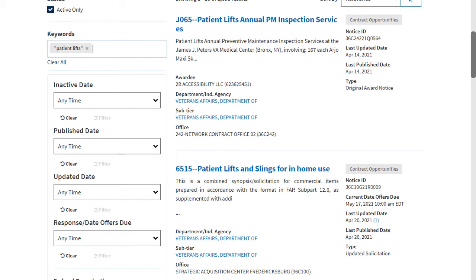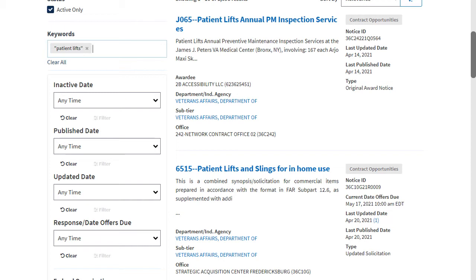I now need to add J065, okay? But I found a few opportunities under patient lists. And the reason I pulled up J065 as one of the PSC codes is because I didn't use the PSC codes to find these opportunities. I just put in some keywords.